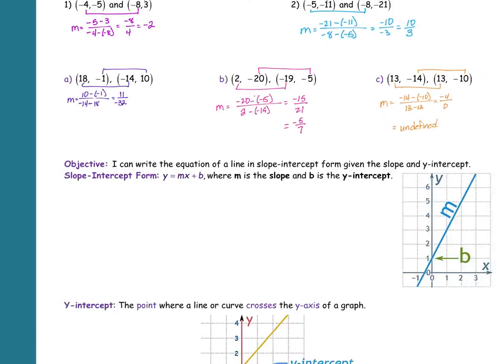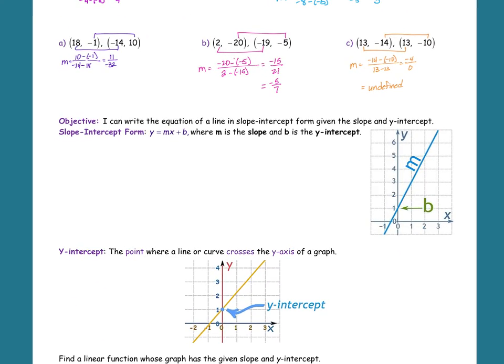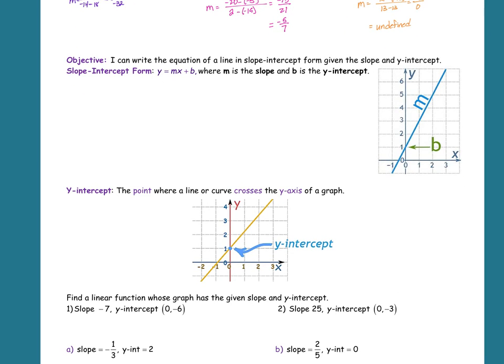Okay. So the next thing we're going to talk about is slope-intercept form, which is y equals mx plus b, where m is my slope and b is my y-intercept. The y-intercept is where the graph intersects the y-axis, and my slope we've just been finding. I actually defined y-intercept for you with a nice little picture. Any questions on y equals mx plus b?